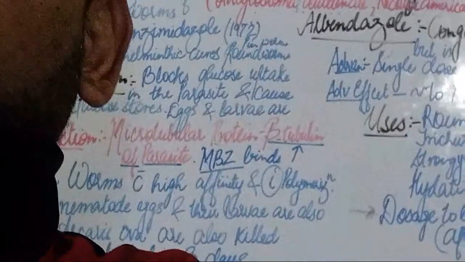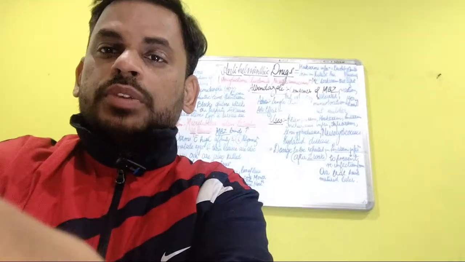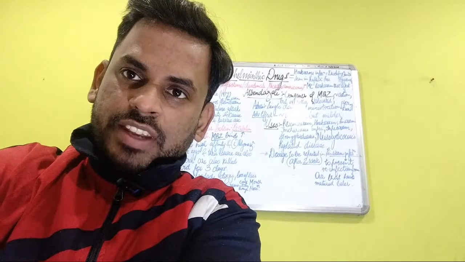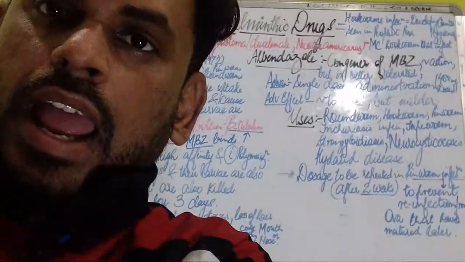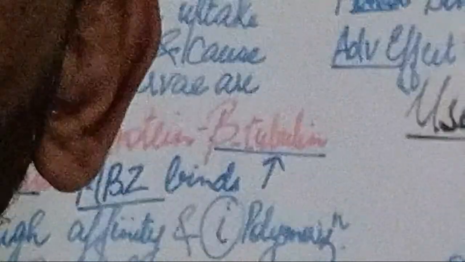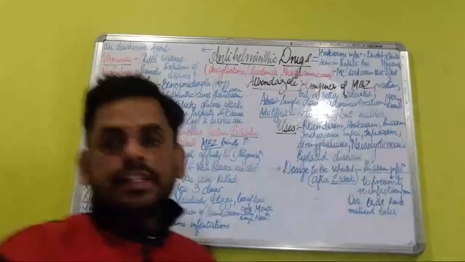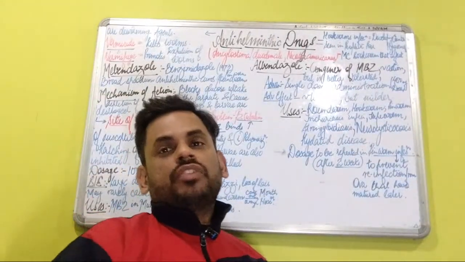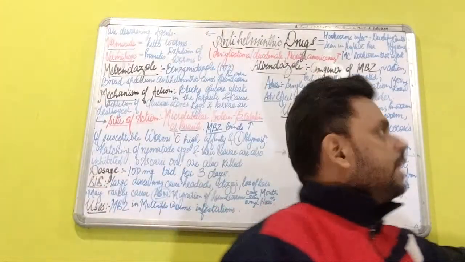So this is a very important classification, and you are supposed to write it in the professional exams. In the professional exams, they very frequently ask you about the anthelmintic drugs, so in this video we'll be looking at what the anthelmintic drugs are, what their incidence is, and what the mechanism of action of these drugs is. So in this video we'll be mainly focusing on all these aspects.